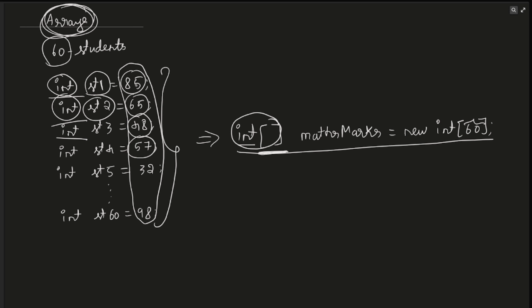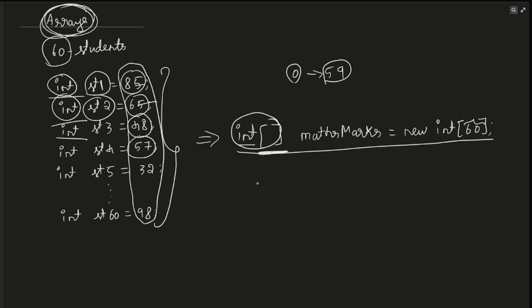How can we insert these values then? These values can be inserted using the indexes from 0 to 59. For 60, the indexes will be 0 to 59, meaning in Java, array index starts from 0 and goes till length minus 1.